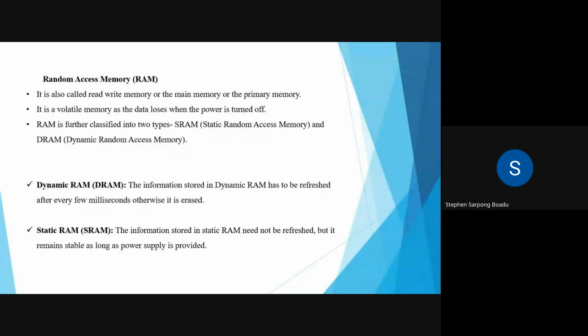Okay. So then we move to the static RAM. The information stored in static RAM need not be refreshed, and it remains stable as long as power supply is provided. So on static RAM, you don't need to refresh. There is no need to be refreshing the memory. It doesn't refresh itself. Okay, so the data is there once there is power.